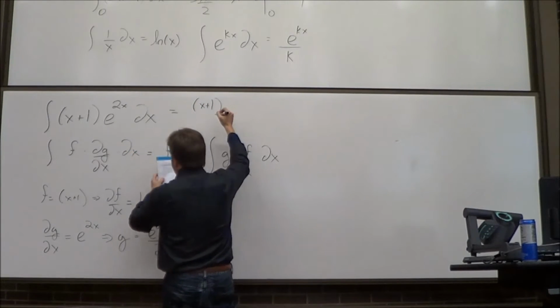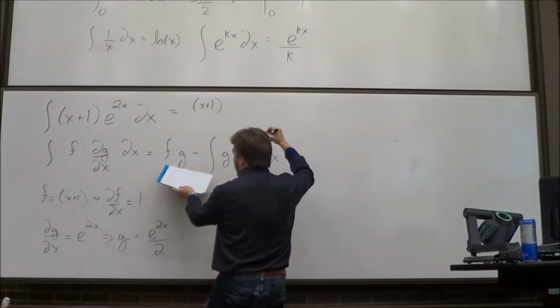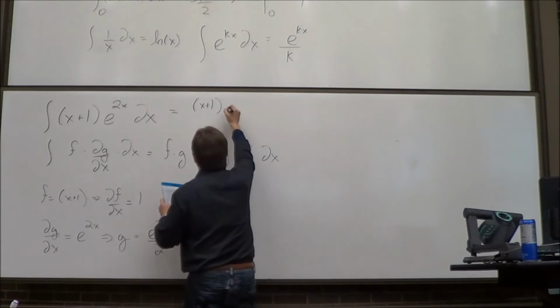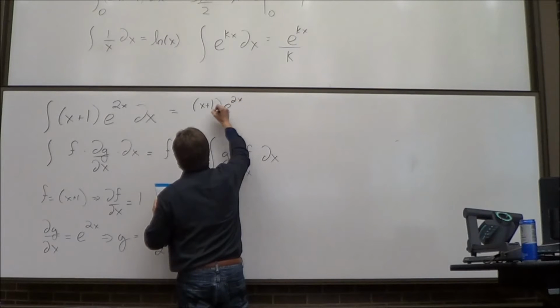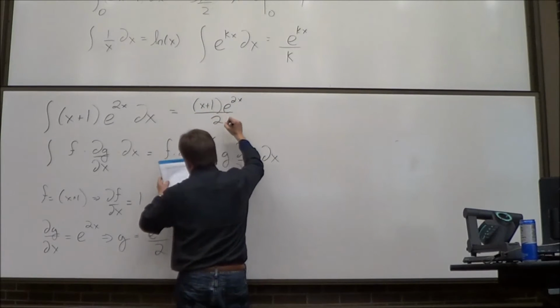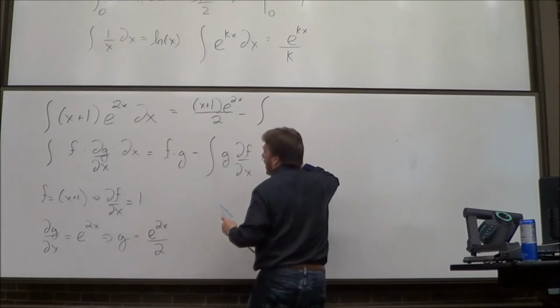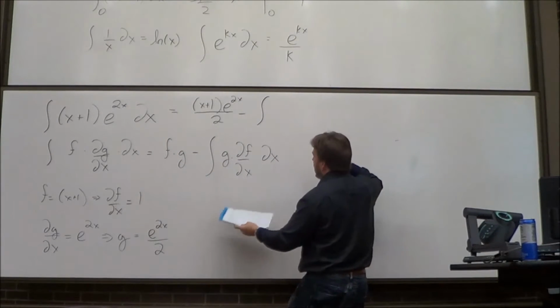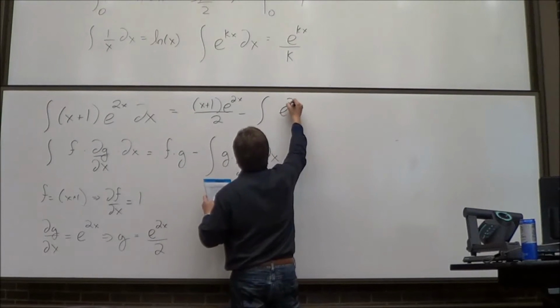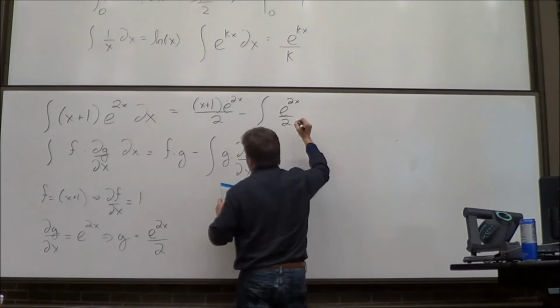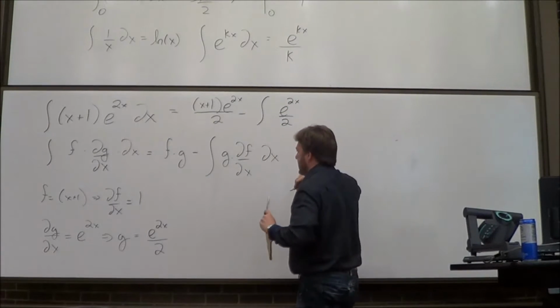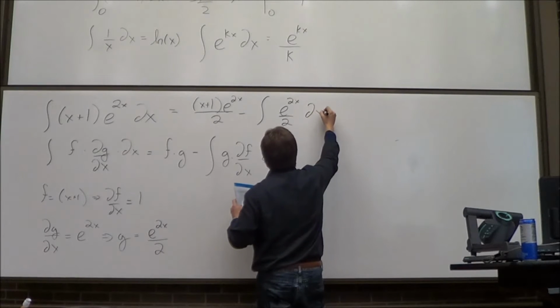and so I'm doing this f and g, e to the 2x, all over 2. And now I've got an integral left over. G, okay, I'm integrating e to the 2x over 2. Df dx is 1 dx.